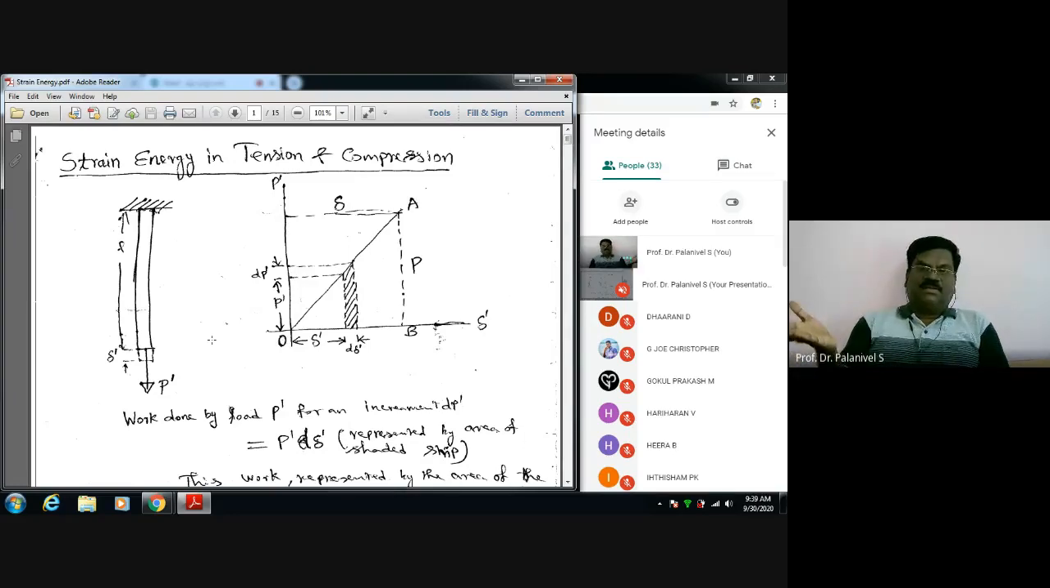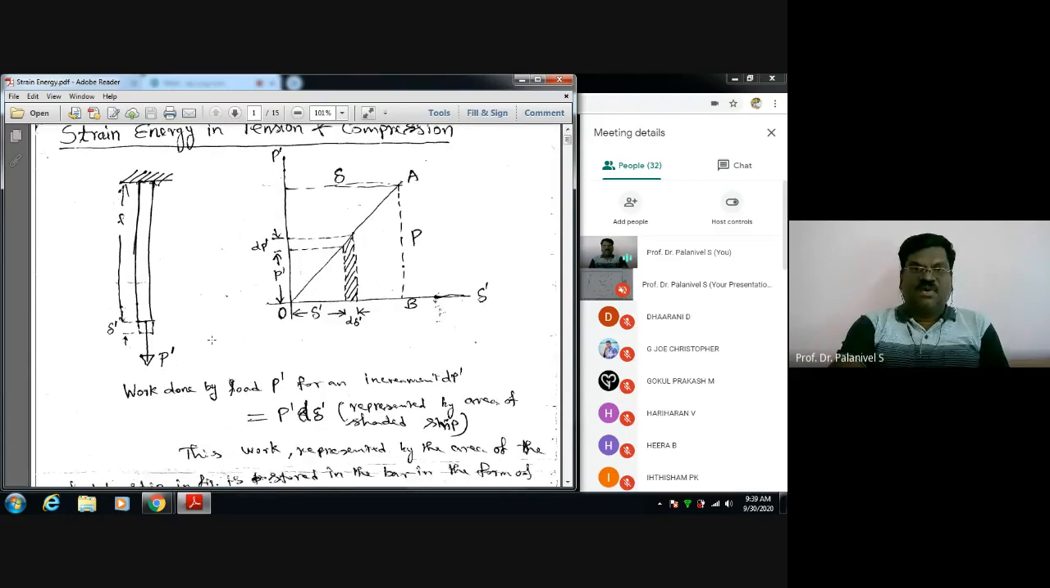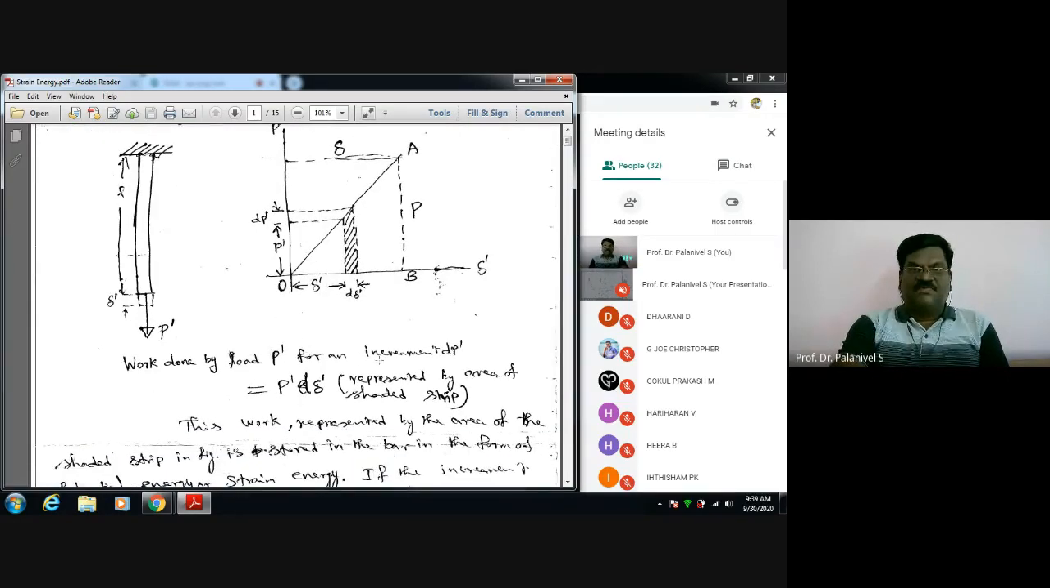As soon as we withdraw the force or load acting on a body, the body regains its original dimension or shape by utilizing the energy stored in the body in the form of strain energy. That is called strain energy. Let us see the explanation I have written. Work done by the load P dash for an increment dP dash. Now we are not seeing the full workload. At any instant, say the force is P dash, because P starts from 0.